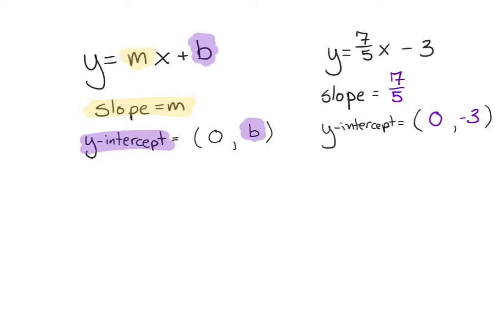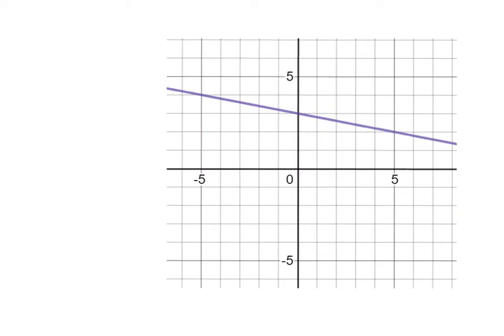Notice that the slope is the number that is being multiplied by the x. Also note that if this equation were y equals -7/5 x minus 3, the slope would be -7/5. Now we're going to identify the slope and y-intercept from the graph.